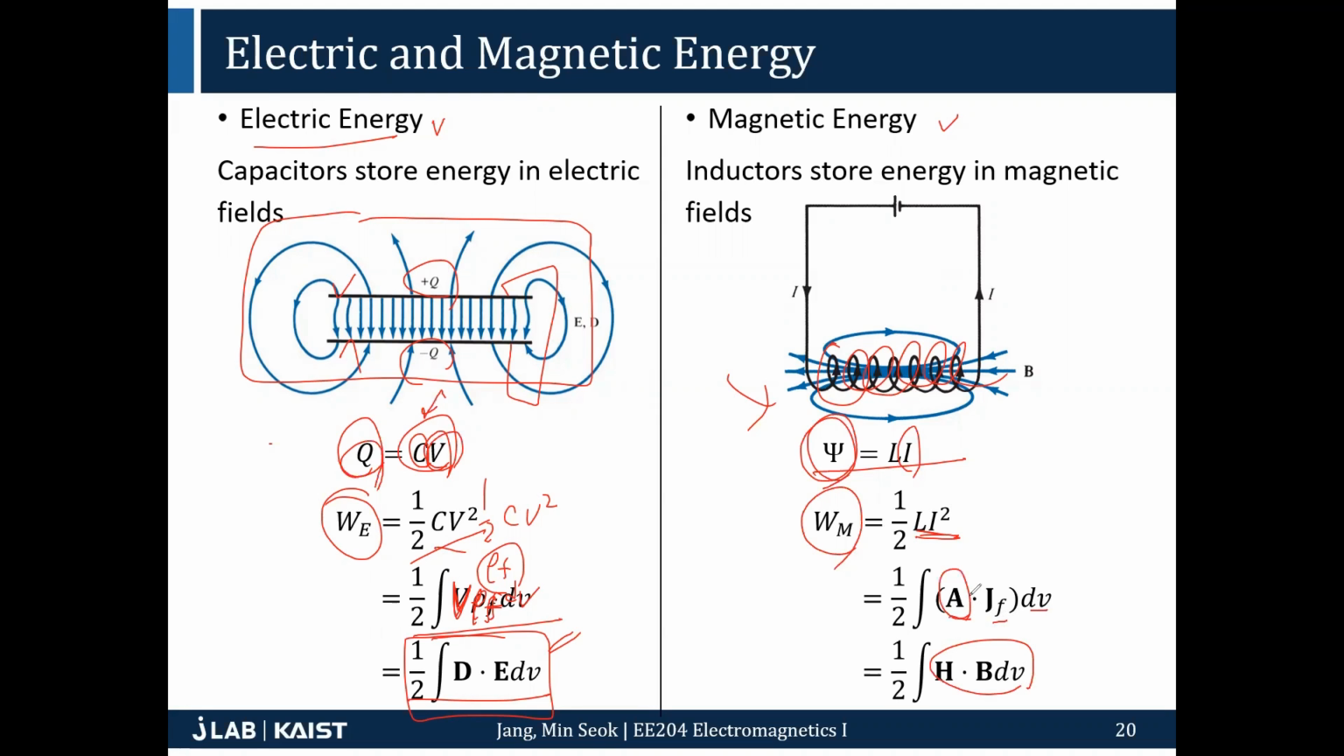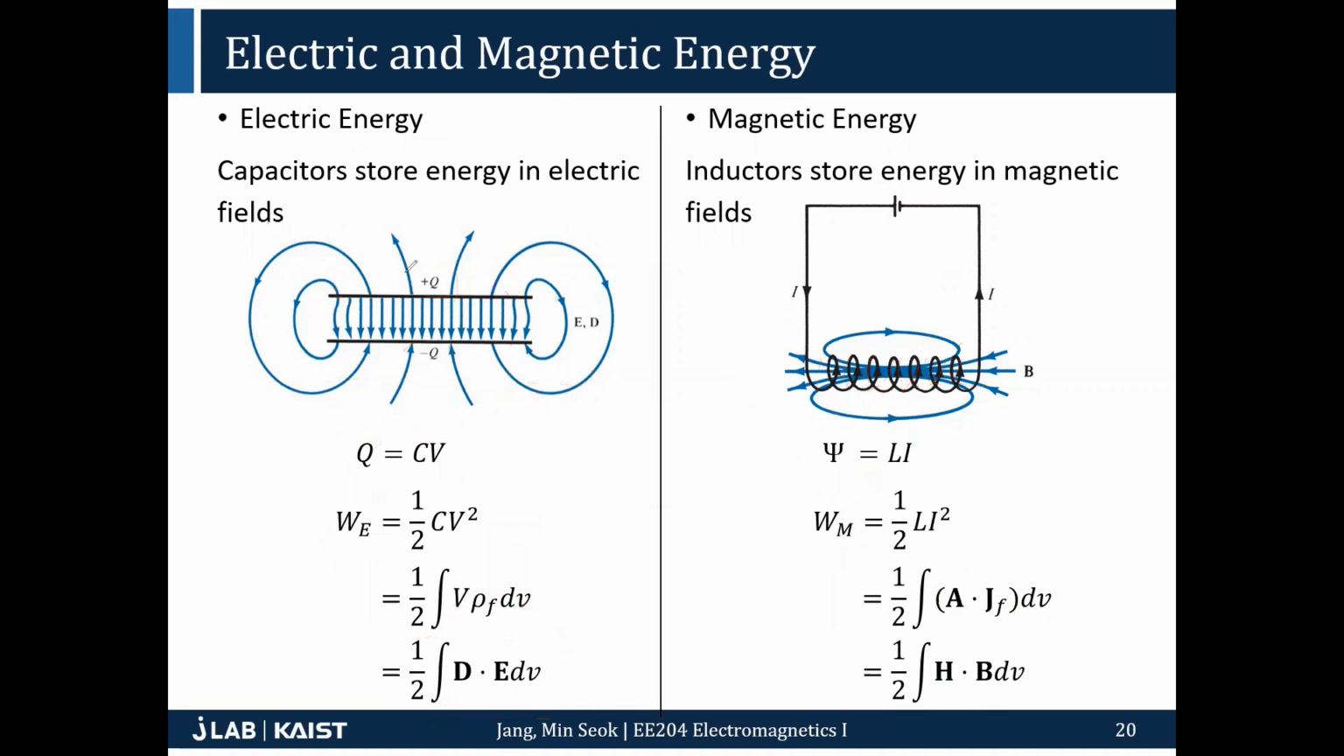So A is the magnetic vector potential. J_F is the current density, free current density. Looks pretty similar. V here is the electric potential, and then rho F is the free charge density. And so you can see the correspondence. So they are pretty similar to each other. Although they're different phenomena, at least if you look at these two things, it would be beneficial for you to understand what's going on in terms of magnetic energy.